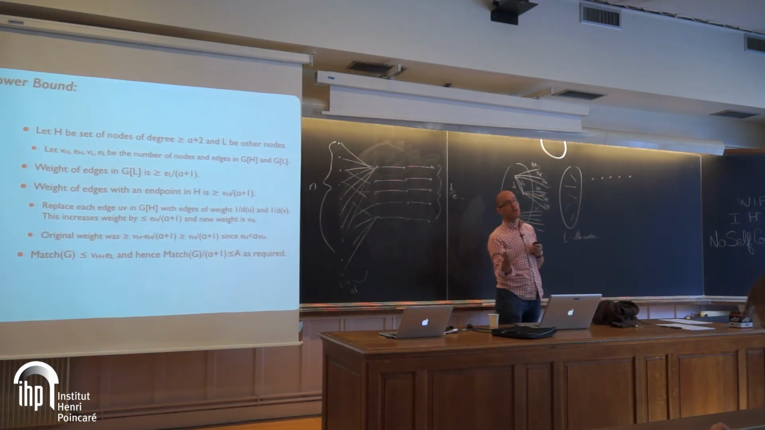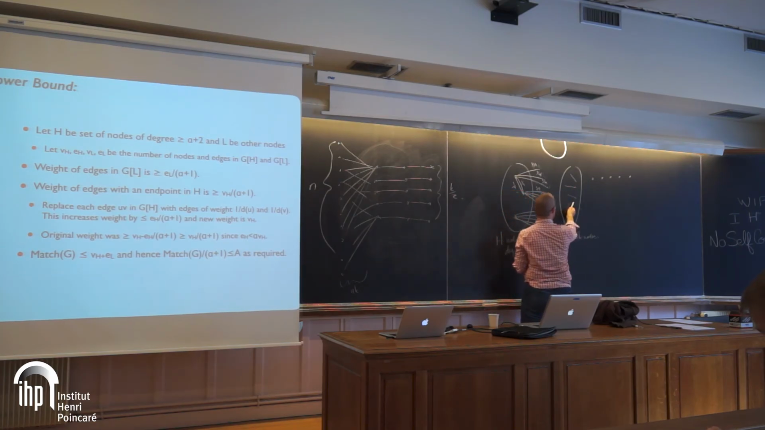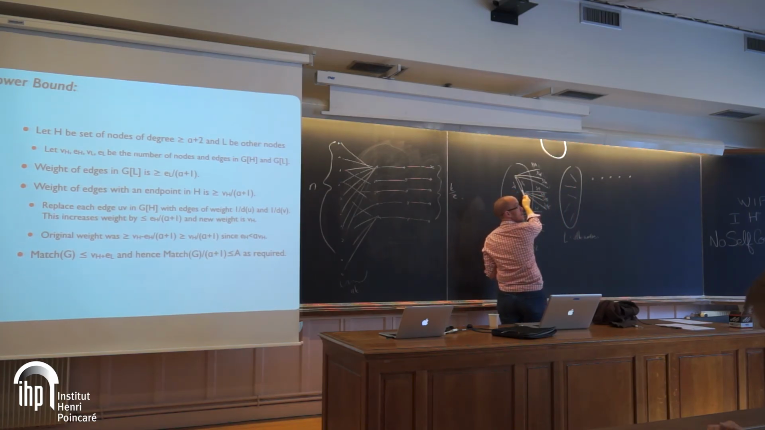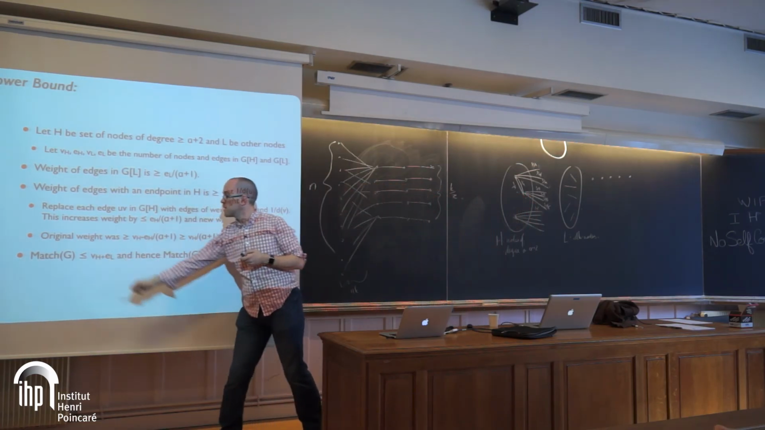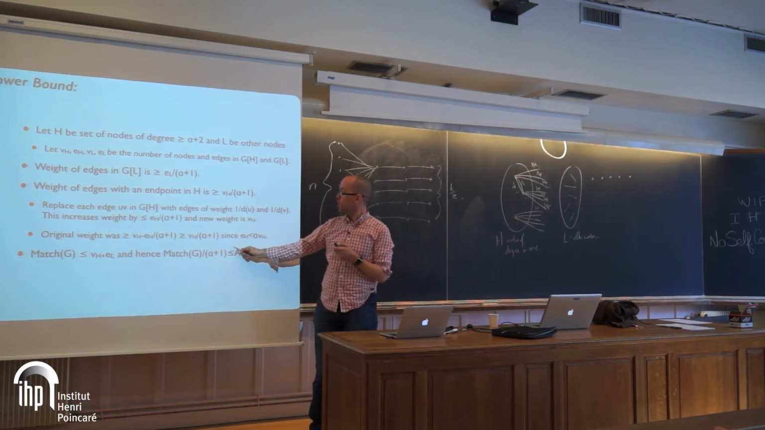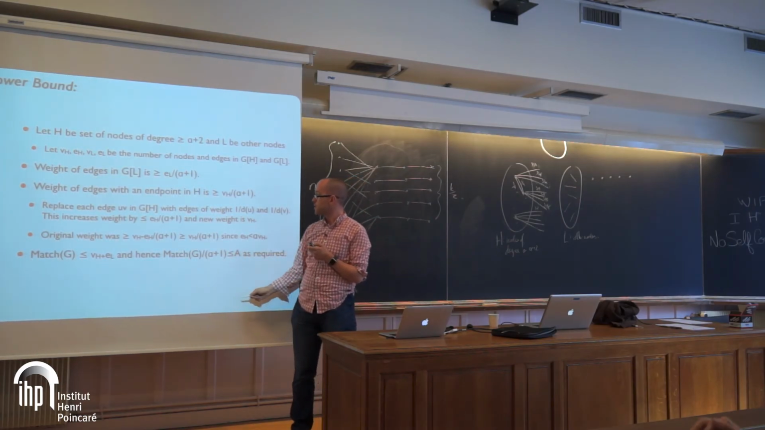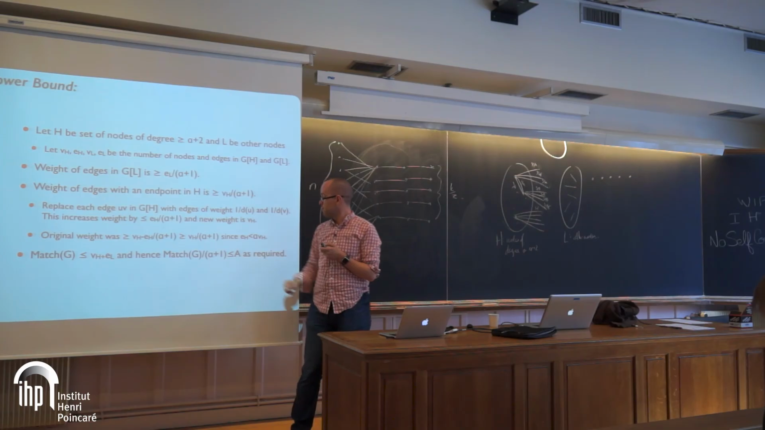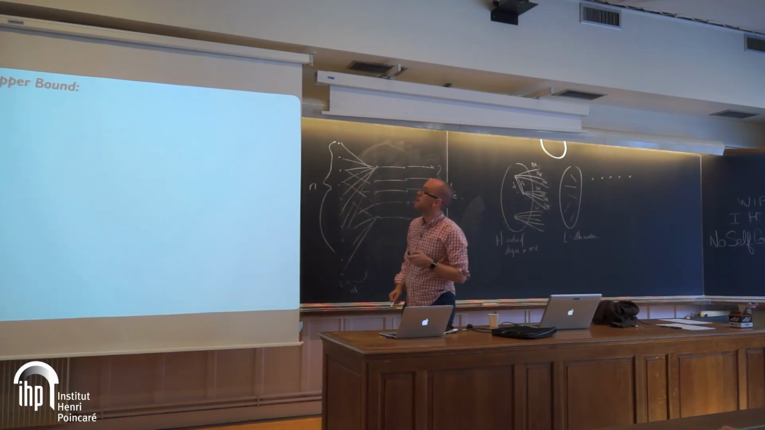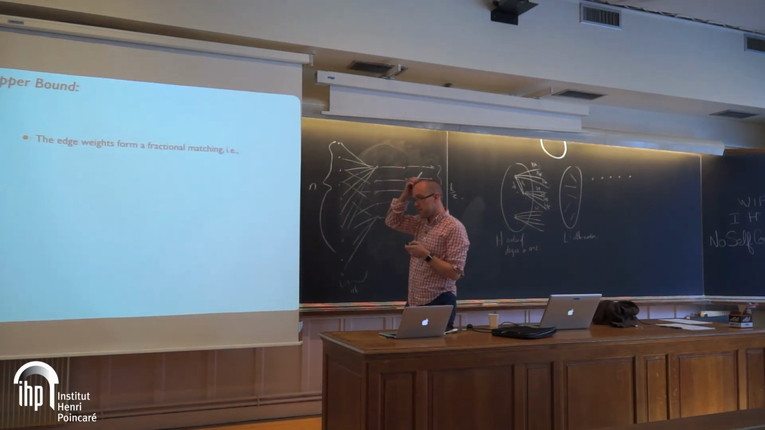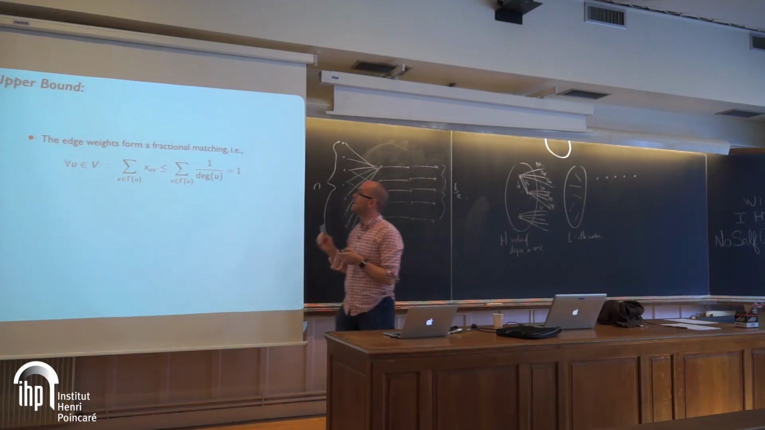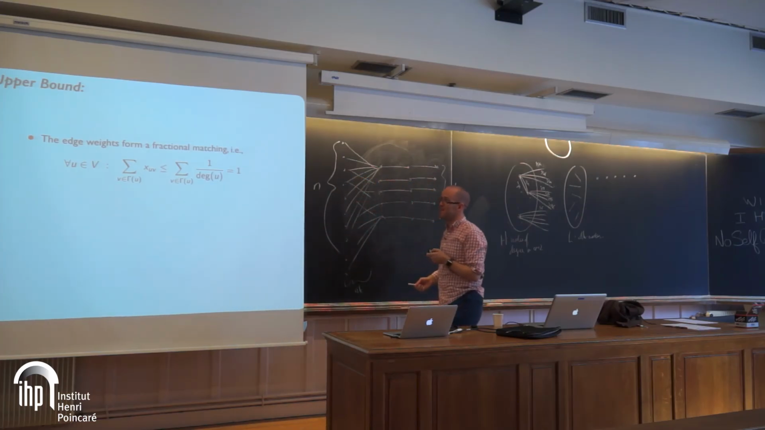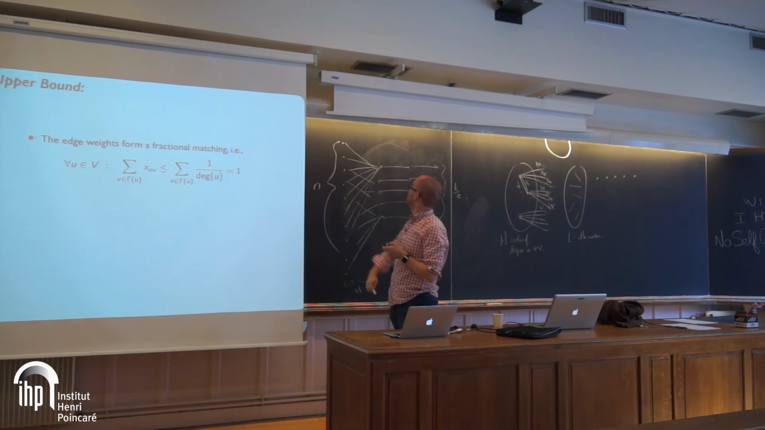And lastly, you argue that the size of the best matching is at most the number of nodes here plus the number of edges here, because every edge in the matching must either be shallow or must take up one of the nodes here. So VH plus EL is bigger than the matching. And we know that our quantity A is greater or equal to the matching divided by alpha plus 1 as required.